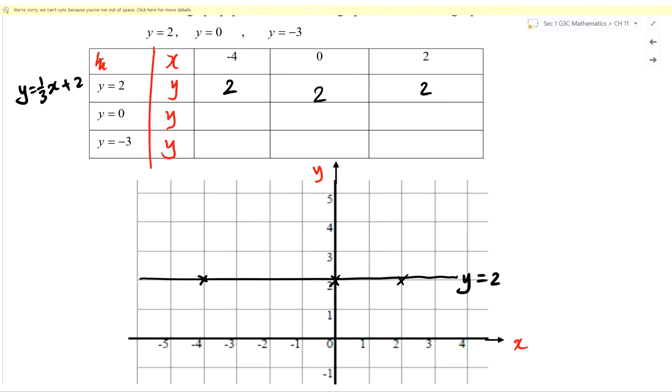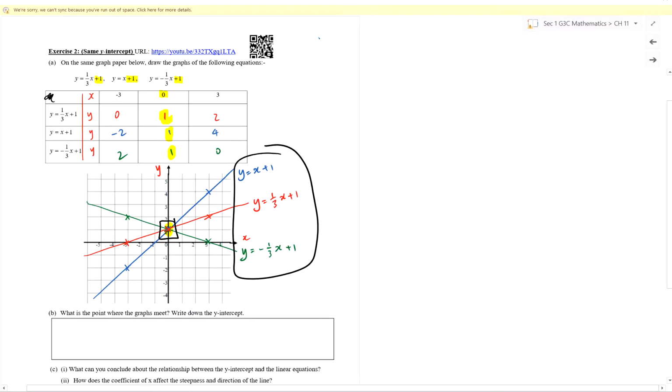Okay, before I go on to the next line, remember we also mentioned the coefficient of x tells us the gradient, whether it's slope up or slope down, or it is flat. In this case, it is flat, or whether it is vertical. So we also say that the coefficient of x, the number in front of the x, tells us whether it's slope up or slope down.